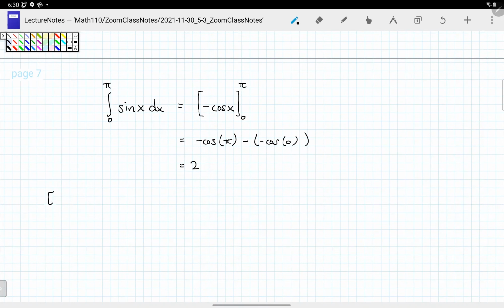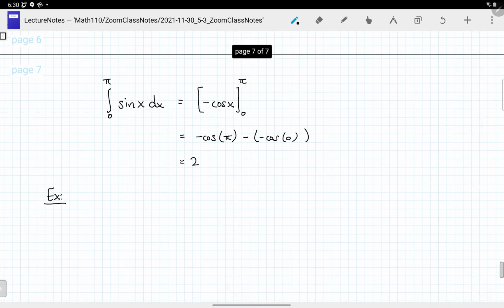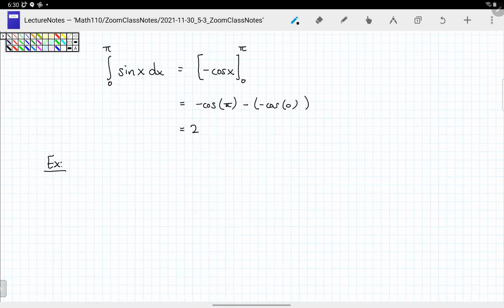So let's do this in another example. At the beginning of this chapter, we had tried to look at the area under the parabola y equals x squared from 0 to 1. Okay, so this is going to be in integral form. This is going to be the integral from 0 to 1 of x squared dx.